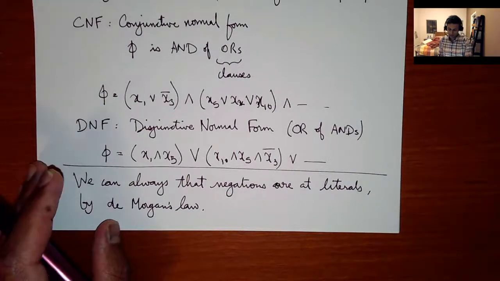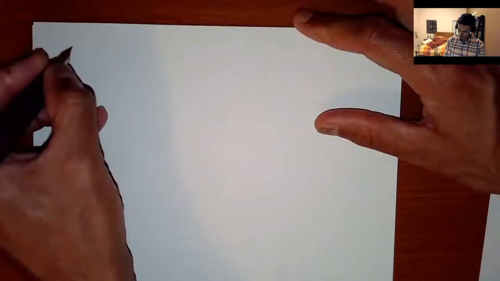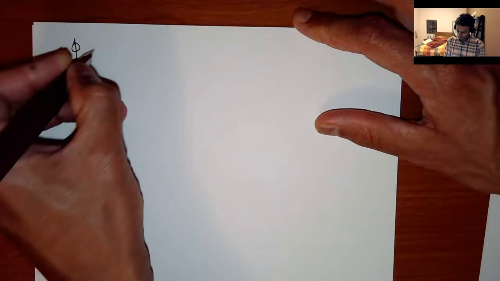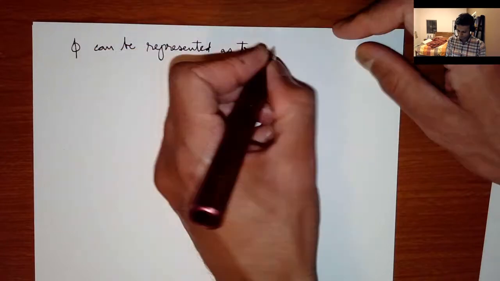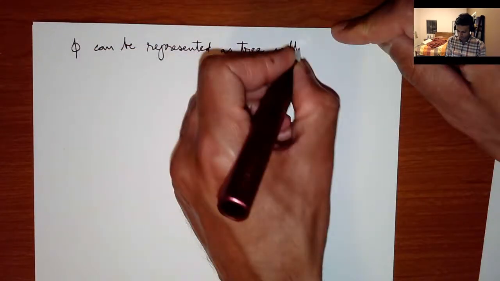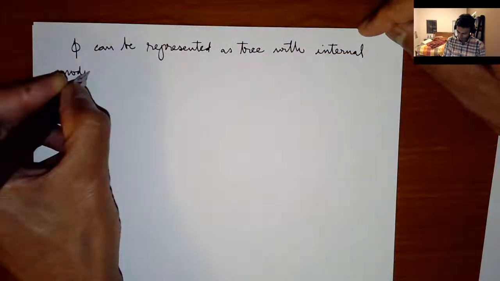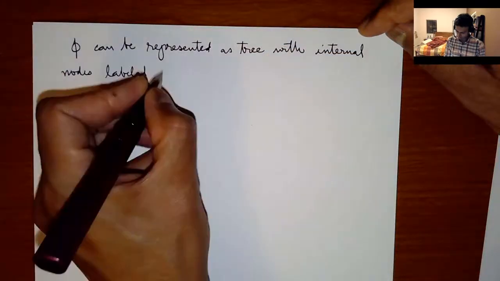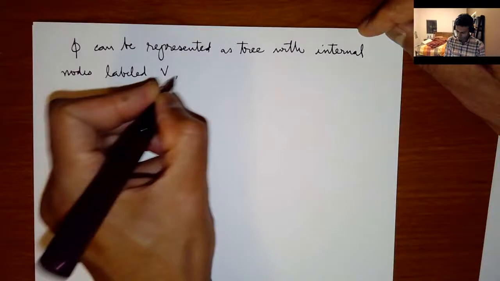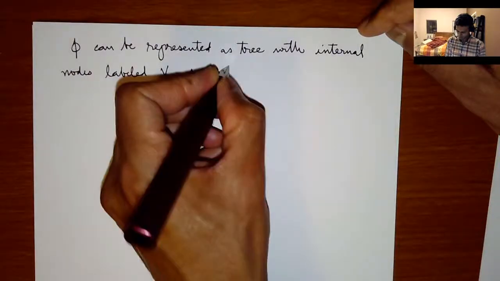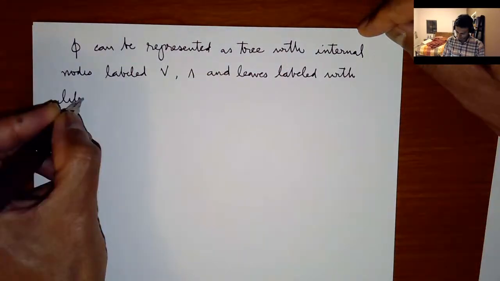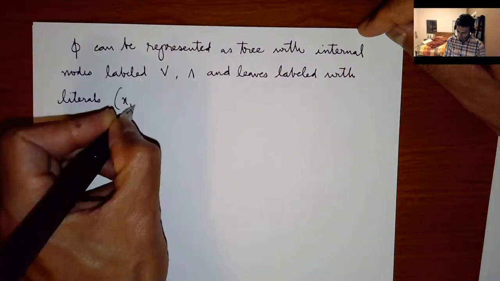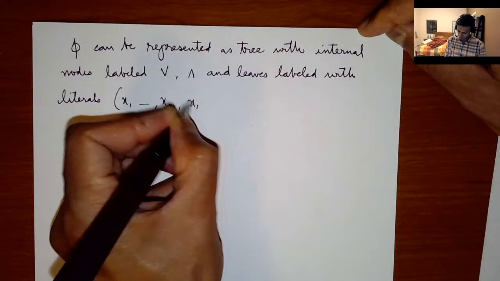It's convenient in general. So let's look at what is the representation of a formula. And you've probably seen this. A formula phi can be represented as a tree with internal nodes labeled and or or, and leaves labeled with literals. Remember, the literals are the variables x1 to xn and the negations of variables.